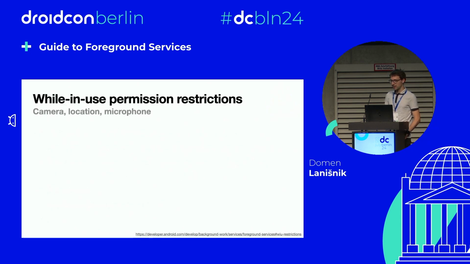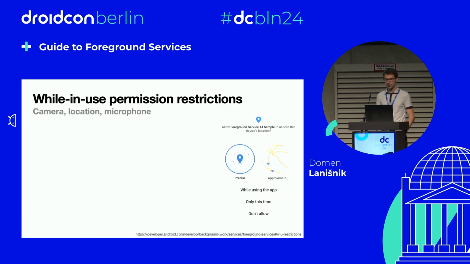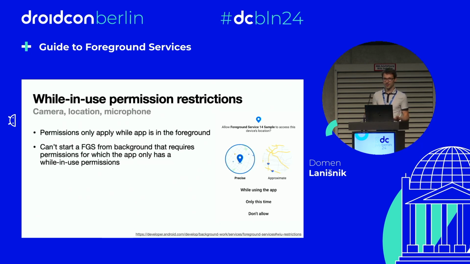One thing is that if you have a service of type camera, location, or microphone, the permissions to access these are while-in-use permissions, meaning that they are only granted to your app while it's open. And this means that you cannot start a foreground service of these types from the background, because the permissions are only granted when your app is in the foreground.